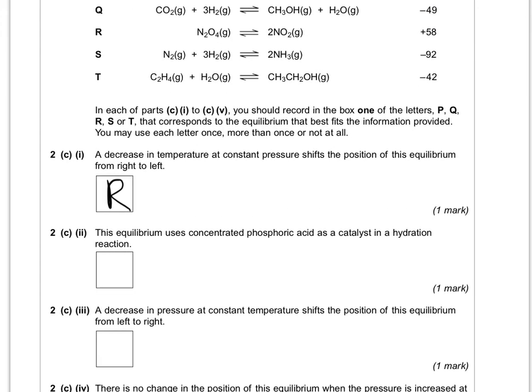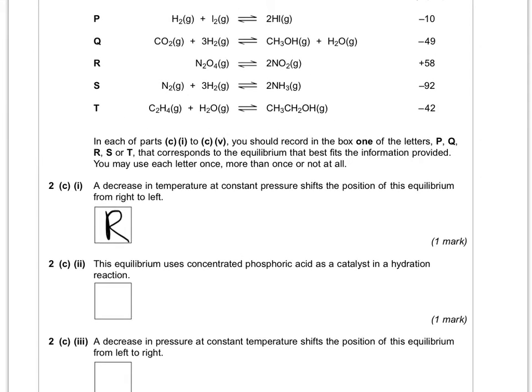Then the next one says this equilibrium uses concentrated phosphoric acid as a catalyst in a hydration reaction. So you need to look at which one is a hydration reaction. This is kind of an alcohols question, really. Remember, concentrated phosphoric acid is used in the hydration of ethene to make ethanol, which is this last reaction, T.